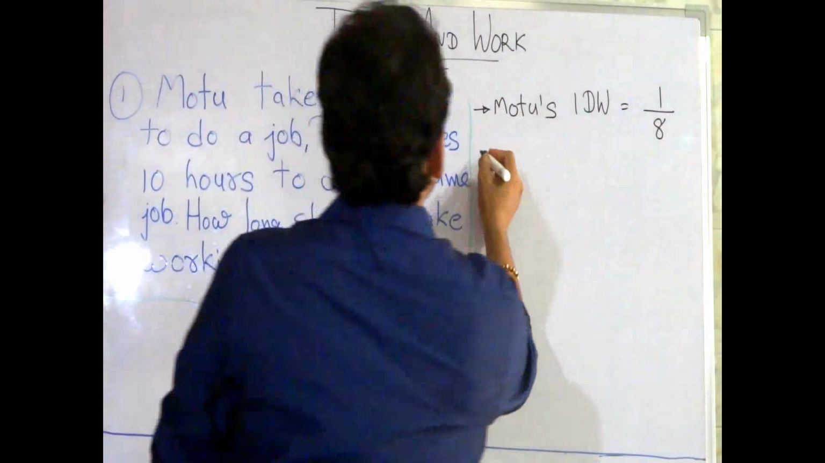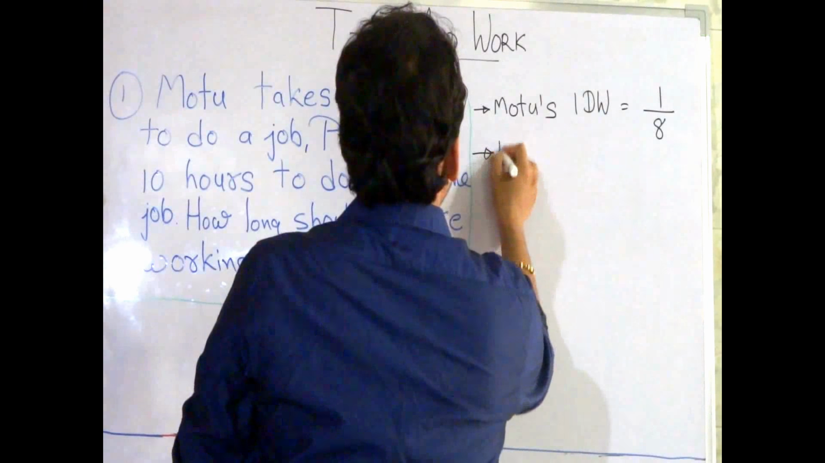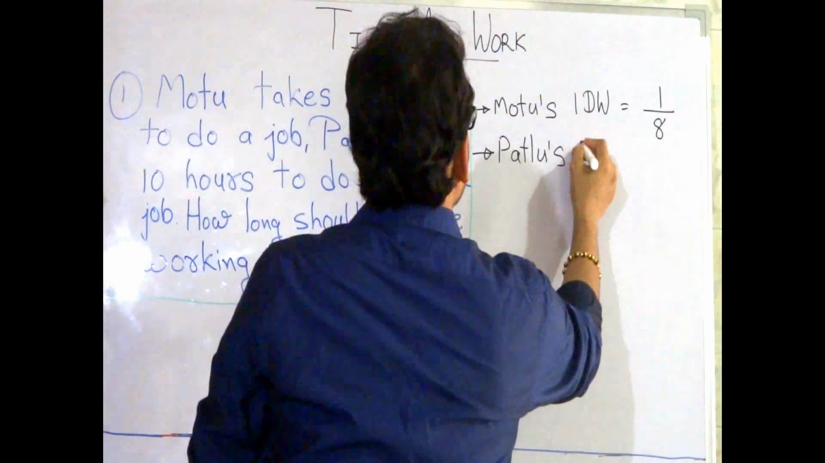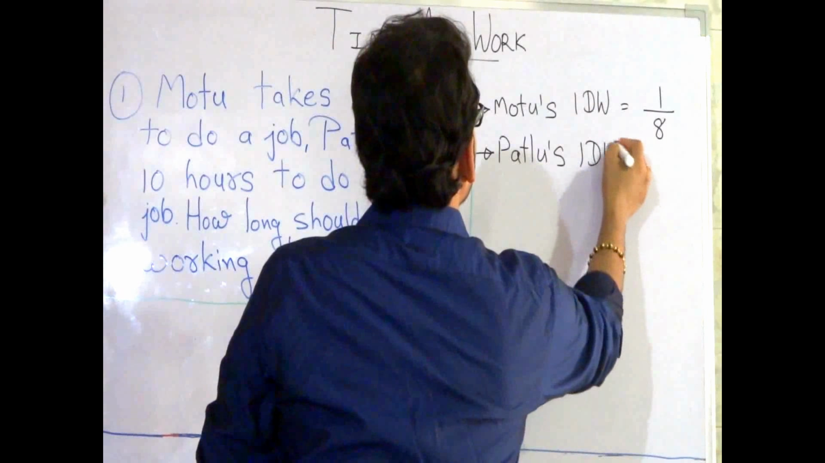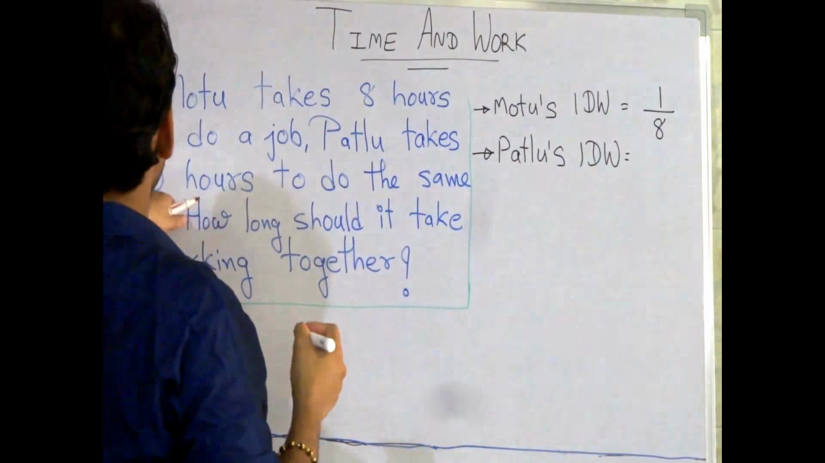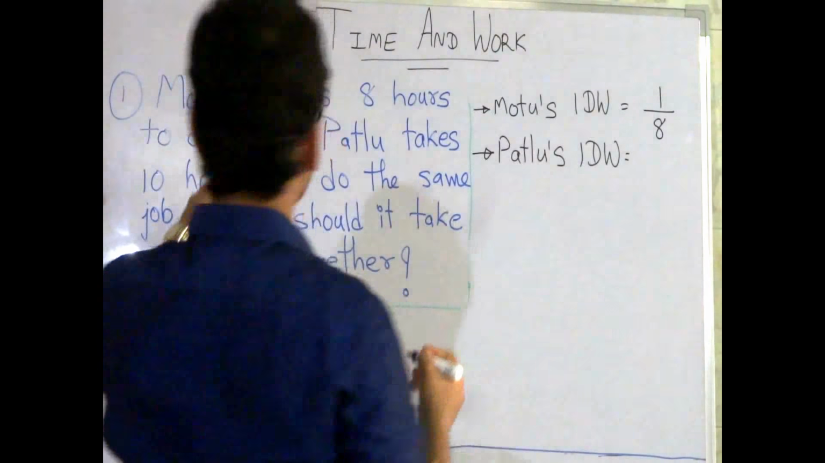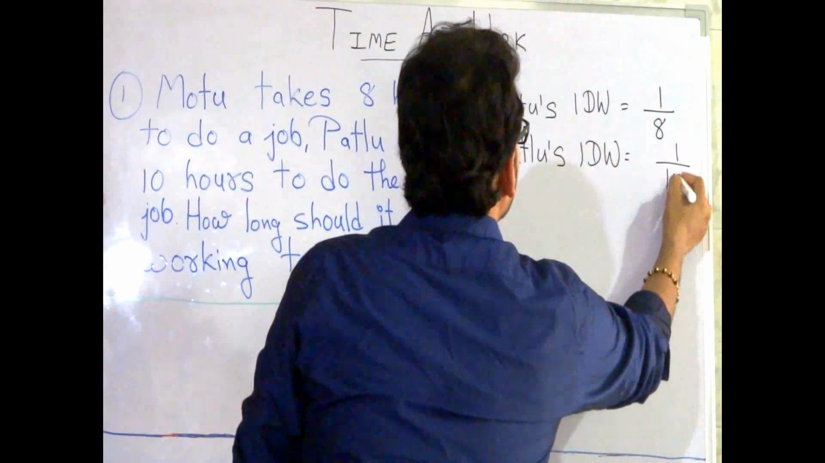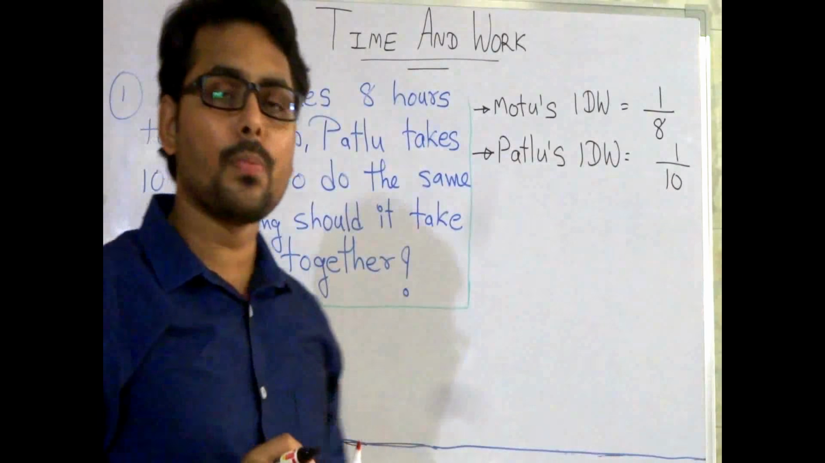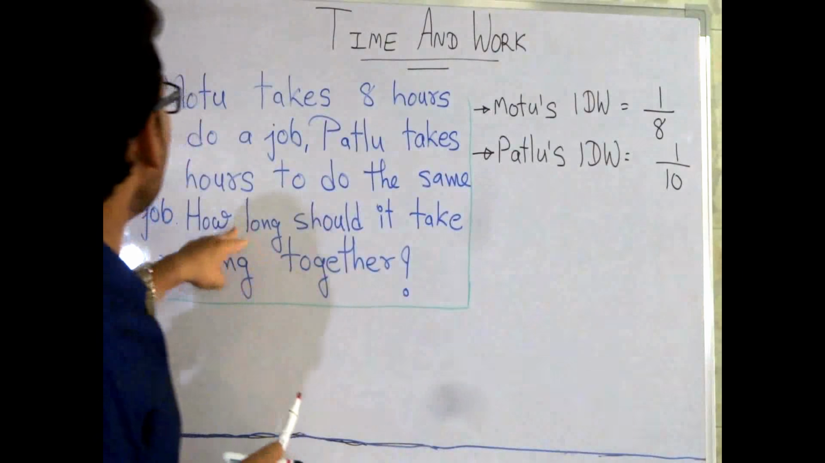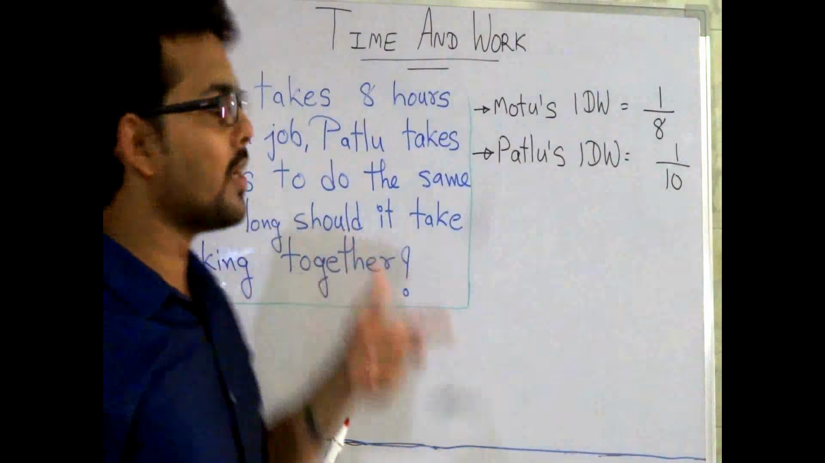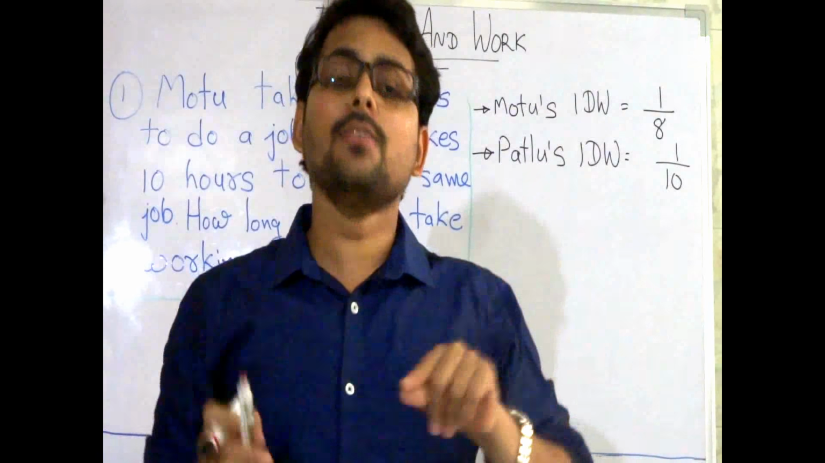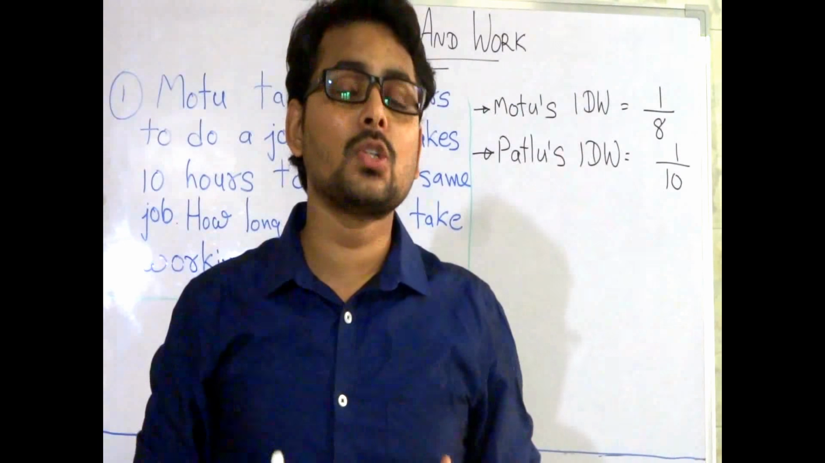Then Patlu's 1 day work. How long is he taking? He is taking 10 hours. So Patlu's 1 day work is equal to 1/10. Work and time are inversely proportional to each other. How long should it take working together? Here they are working independently. If they are working together, how long should it take?